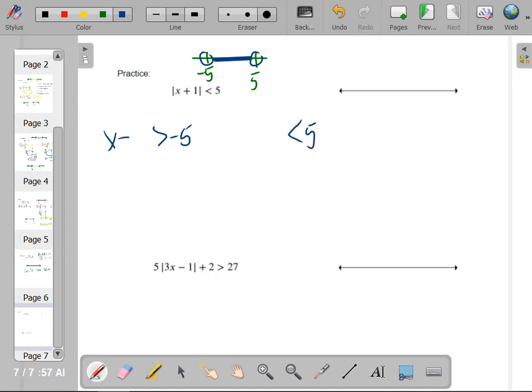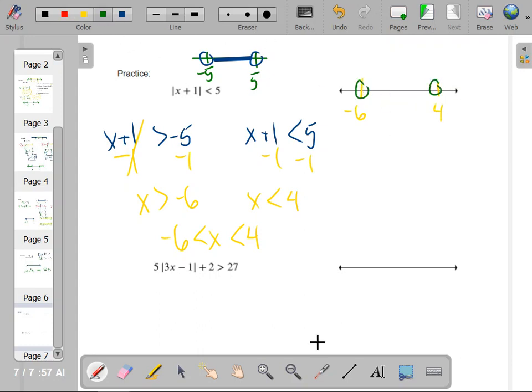Whatever's on the inside, x plus 1, x plus 1. To solve, you subtract 1. I'll just do them all at the same time. X is greater than negative 6. X is less than positive 4, which you can write as negative 6 is less than x is less than 4. If it's an and inequality, you can do that. So I'll put negative 6, I'll put 4, and I'll just basically recreate this graph. Open circle, shade the middle.